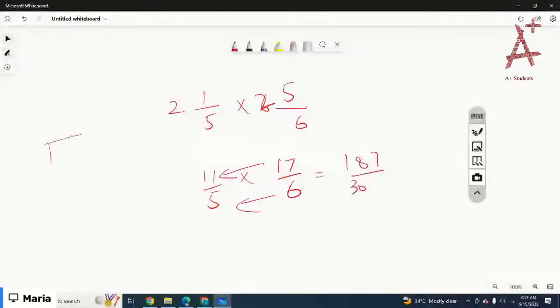You can divide and write the answer again in the mixed fraction form. So let's just divide 187 by 30. 30 times 6 is 180. Got it? So here you have 7. So the correct option is 6 whole 7 over 30.